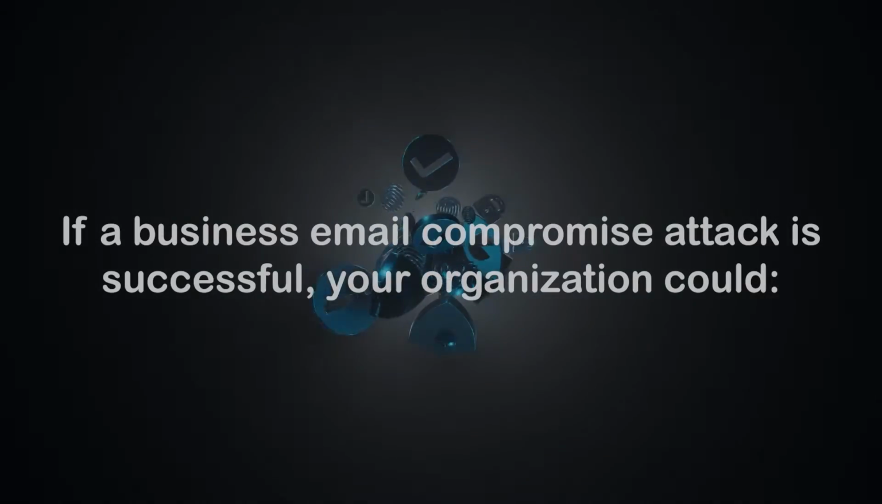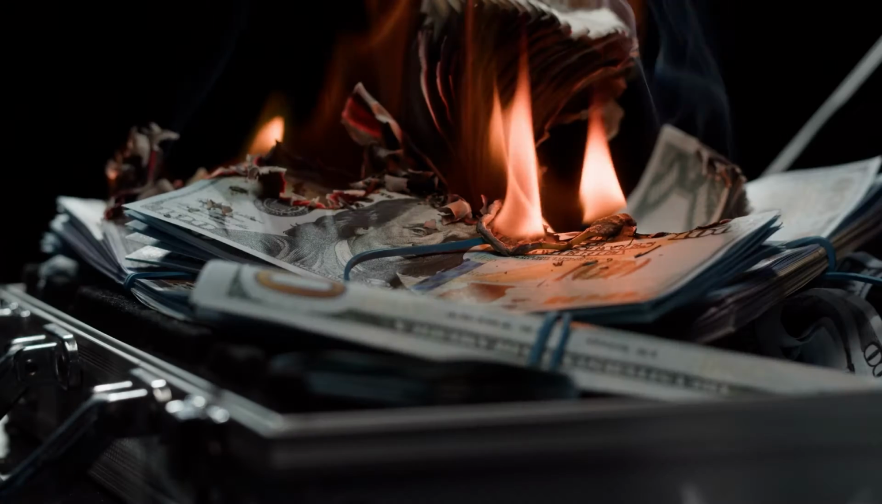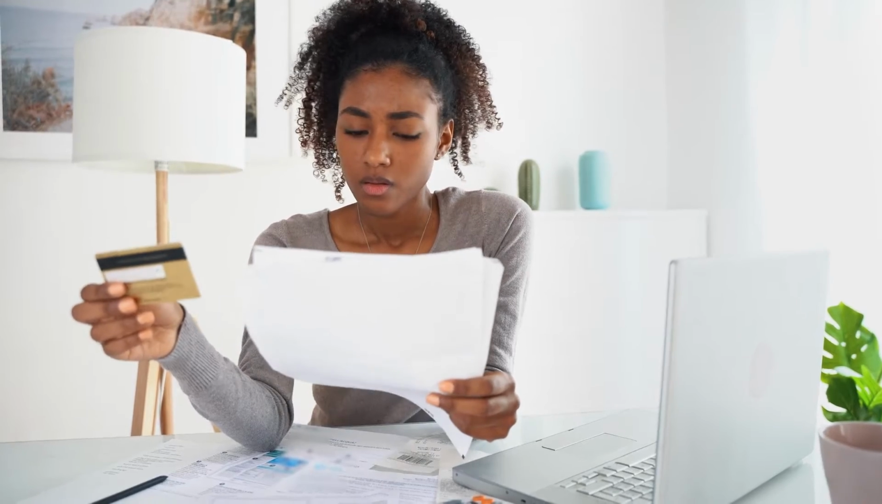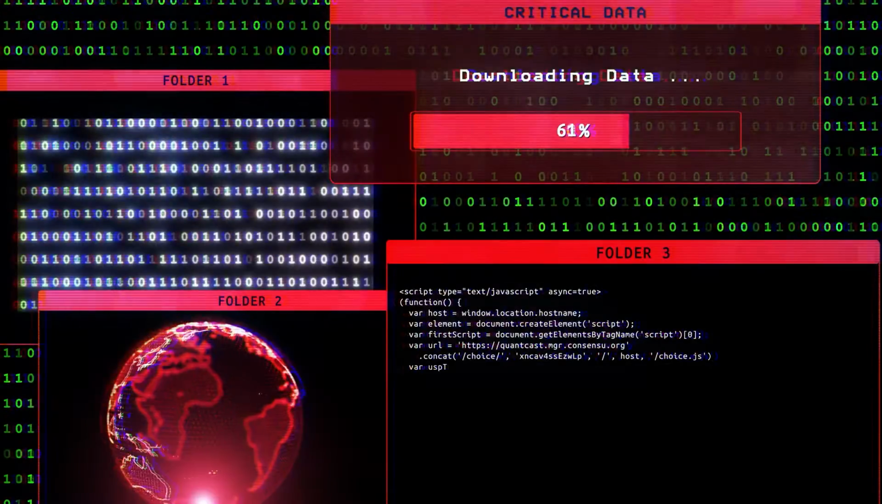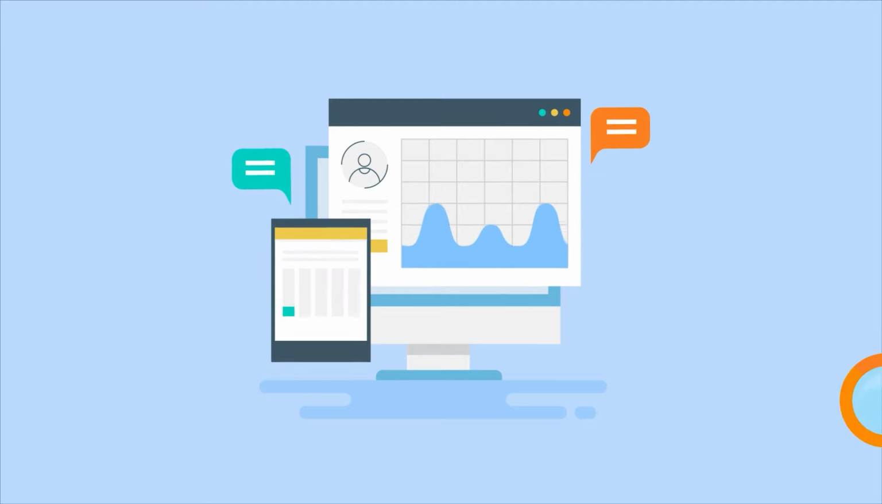If a business email compromise attack is successful, your organization could lose hundreds of thousands to millions of dollars, face widespread identity theft if personally identifiable information is stolen, or accidentally leak confidential data like intellectual property. As BEC schemes evolve, so do threat protection strategies. In fact, Microsoft blocked 32 billion email threats last year.